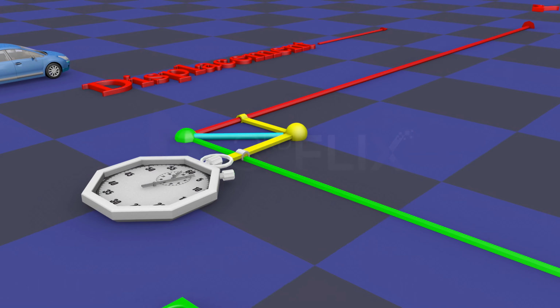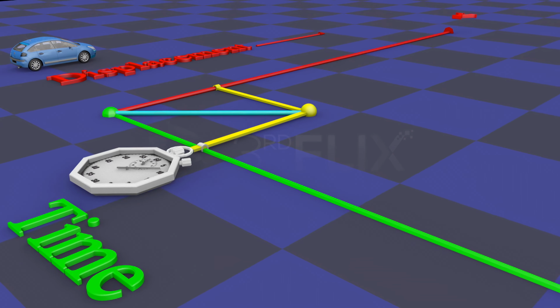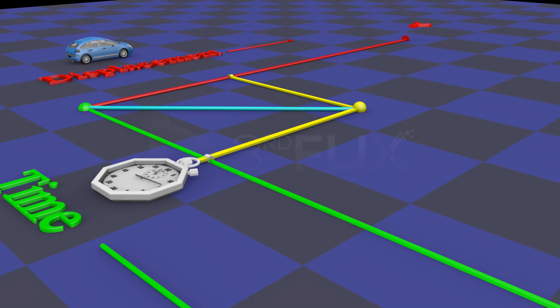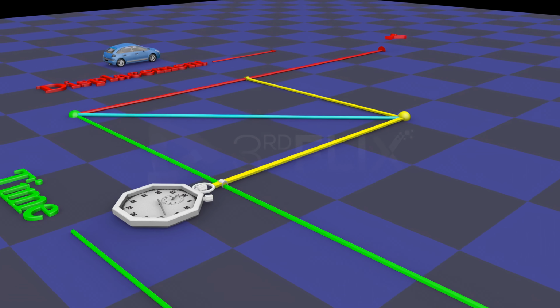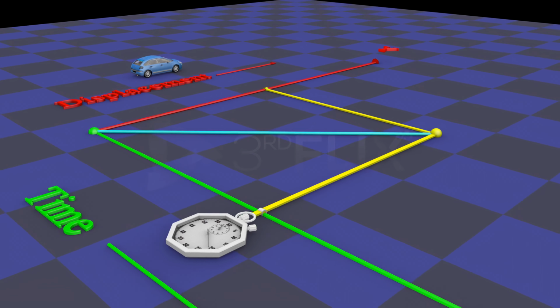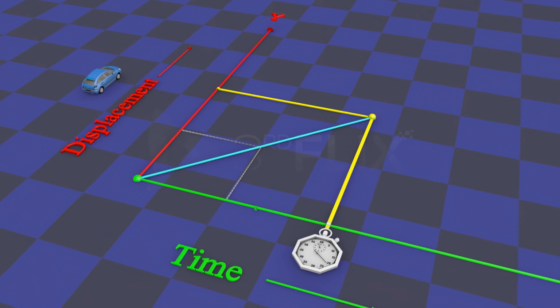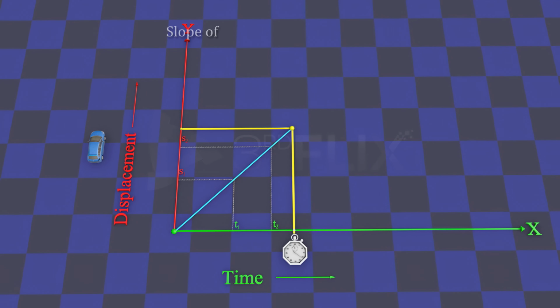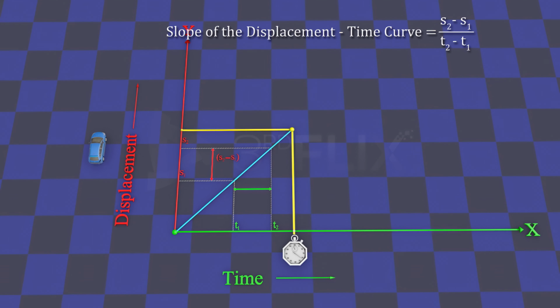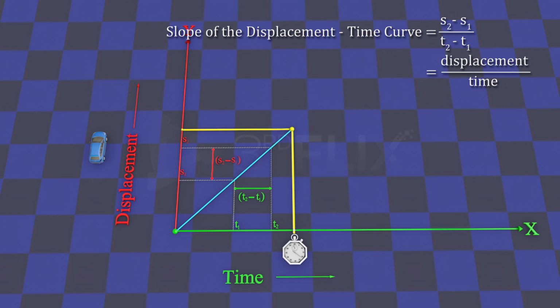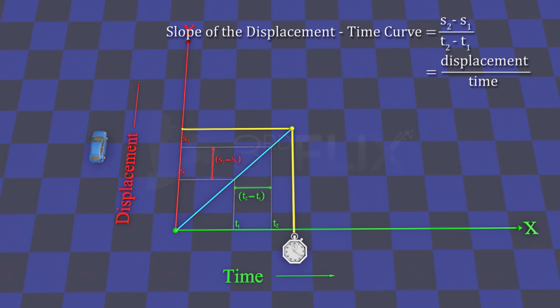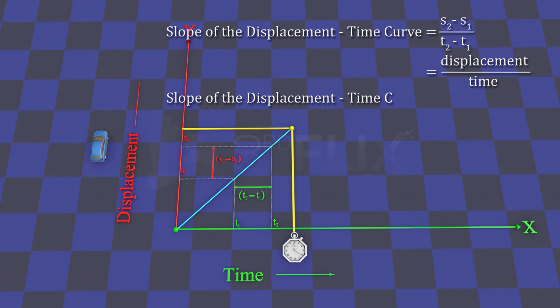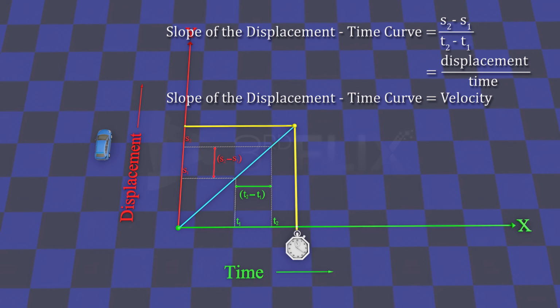When an object moves with a constant velocity, it covers equal distances in equal intervals of time. The resulting displacement versus time graph, in this case, is a straight line. Consider 2 points T1, S1 and T2, S2 on the line. The slope of the line is S2 minus S1 divided by T2 minus T1, which, in other words, is the displacement of the object per unit time. So, the slope of a straight line gives the velocity of the object.